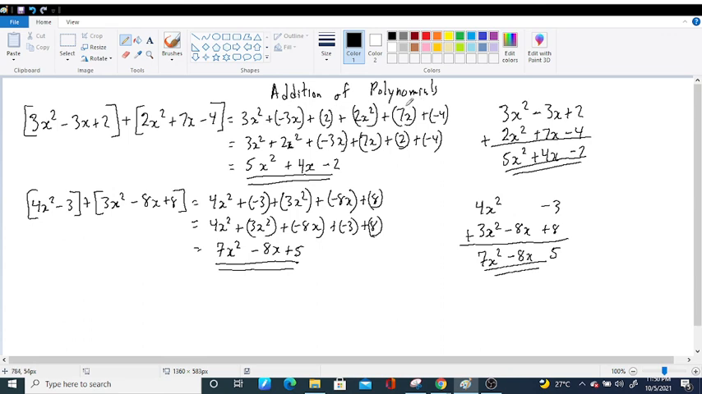That's the addition of polynomials. If they have different amounts of terms, align them vertically with respect to their terms. If we're doing them horizontally, then group like terms and then do your operation. That is the addition of polynomials.